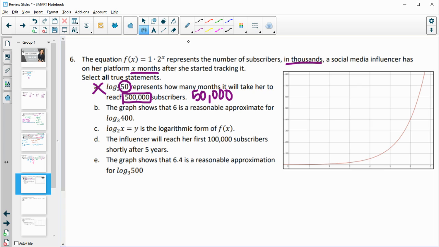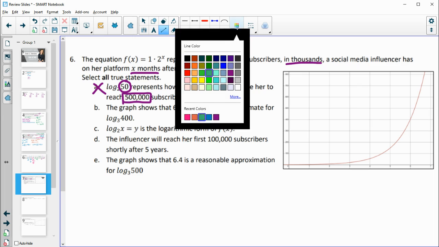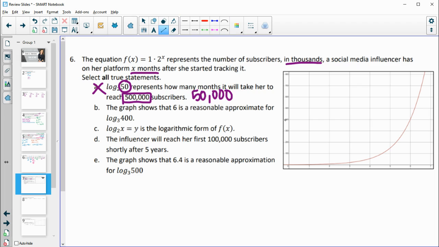The graph shows that 6 is a reasonable approximation for log base 3 of 400. So let's take a look here. So here's 400 and 400 hits here. That's at 6, okay, about 6. So this would be true.